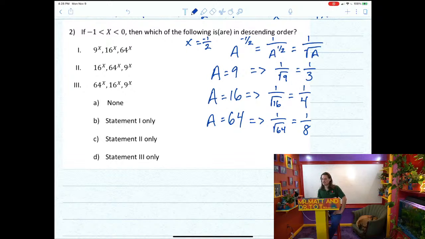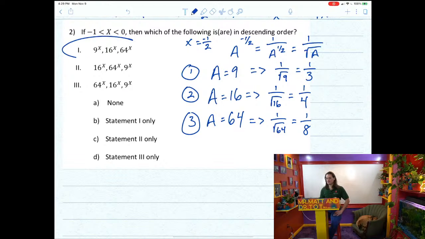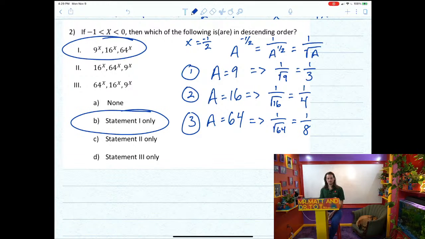So we have 1/3, 1/4, 1/8, and we want to put these in descending order, so that's greatest to least. The greatest here is going to be 1/3, followed by 1/4, and the least would be 1/8. So we're going to have statement 1, 9 to the x power, comma 16 to the x power, comma 64 to the x power, which is answer selection B, statement 1 only.